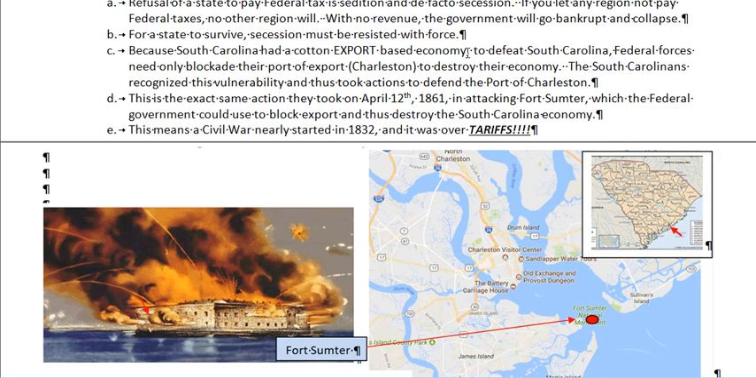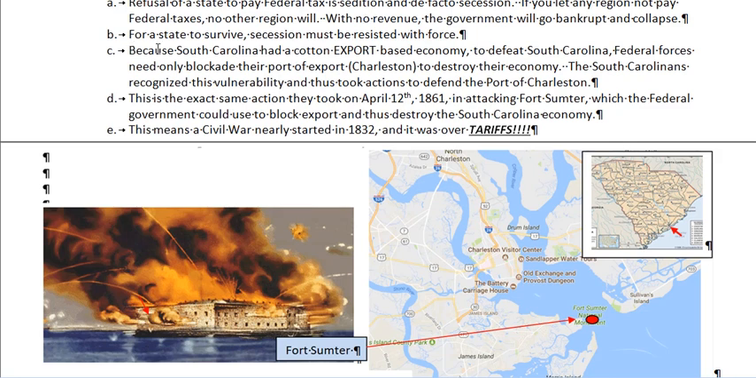All right, so first of all, the refusal of a state or any region to pay federal tax is sedition and de facto secession. Right? Now, you cannot let any region not pay federal taxes because then all the other regions are going to say, why should we pay? If they don't have to pay, why should we pay? And then what happens, right? There's no revenue for the government to operate. So your government collapses, which means your country collapses, right? Which means your nation collapses. You can't allow that, right? They got to pay their damn taxes.